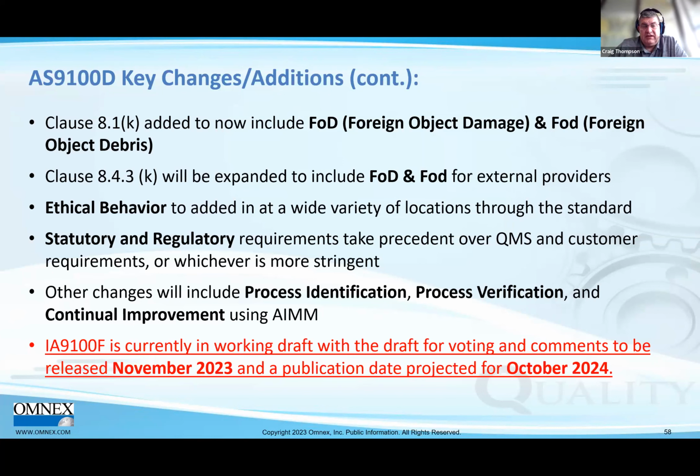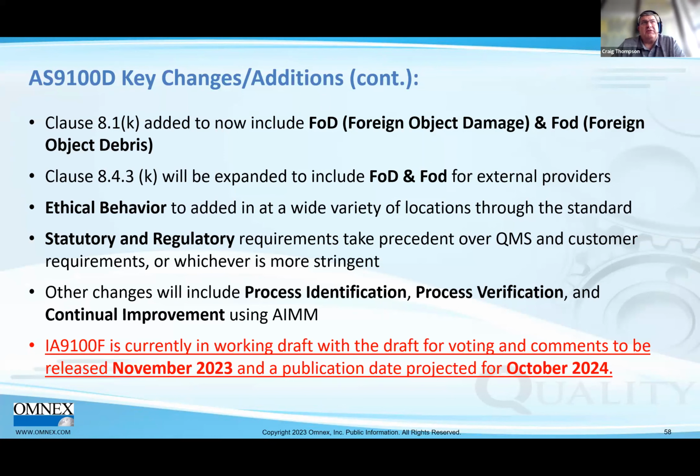Ethical behavior is going to be added, so similar to quality culture in quite a few different sections. They are going to discuss having that ethical behavior as well as ethical training that's going to be annually for most organizations.